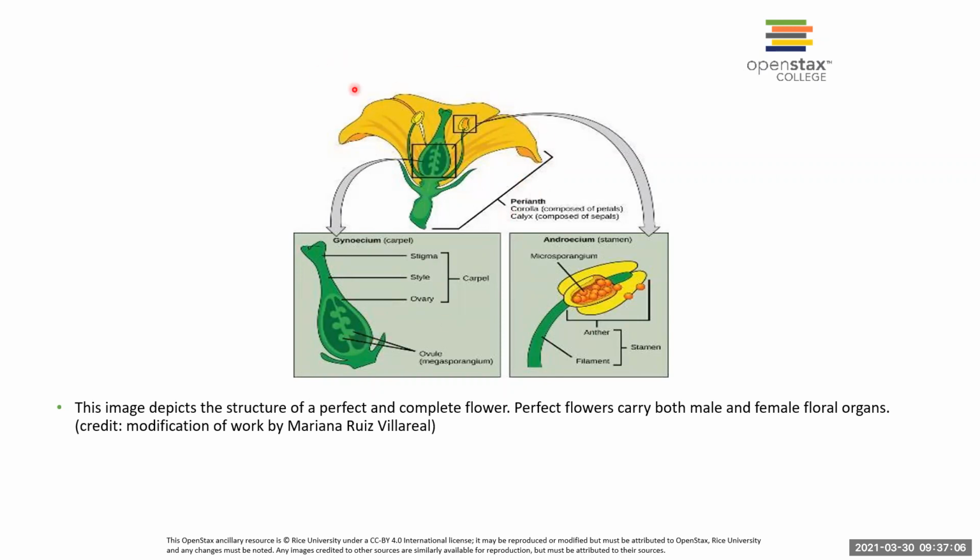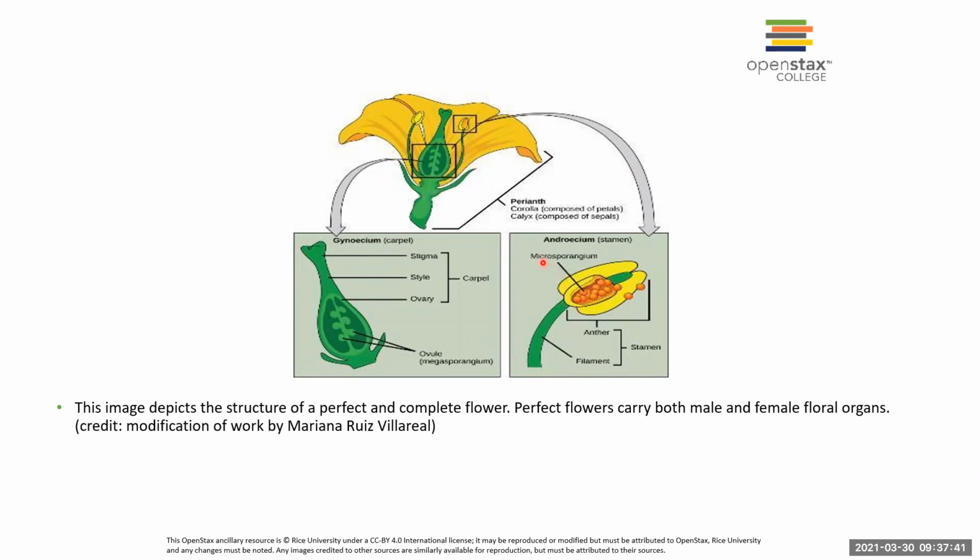Now, this flower contains both male and female reproductive structures. So the carpel is here in the middle, and then you have the stamen, which is this structure here. And the stamen is made up of the anther, which is the yellow pollen-containing structure, and then the filament, which is the green structure that attaches to the base of the flower.